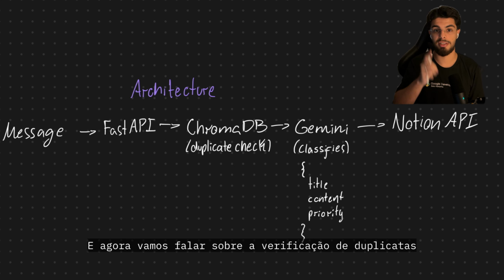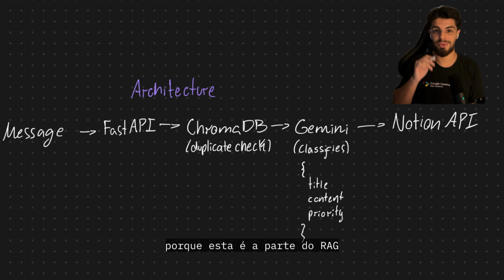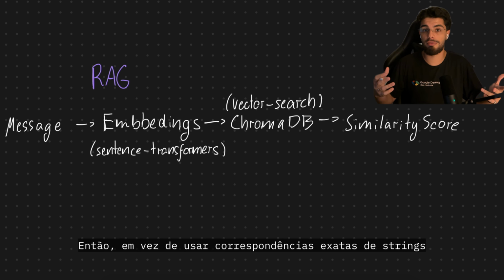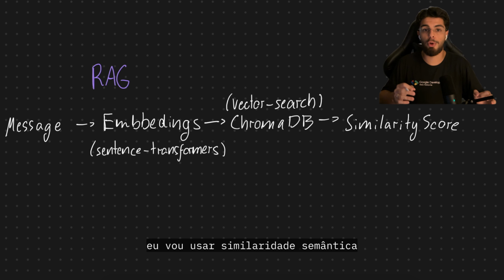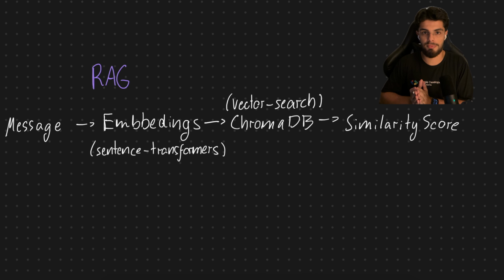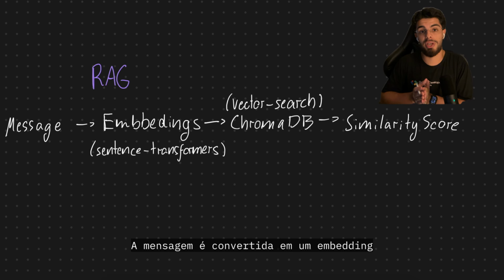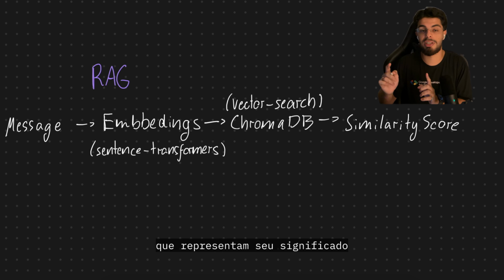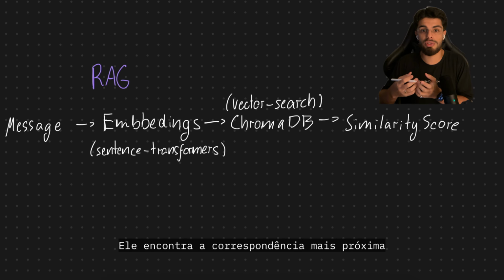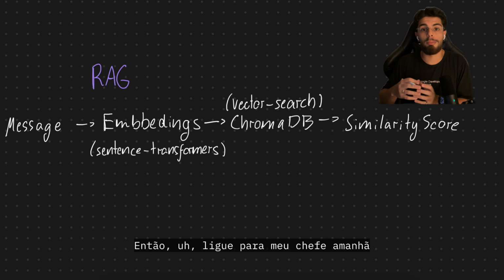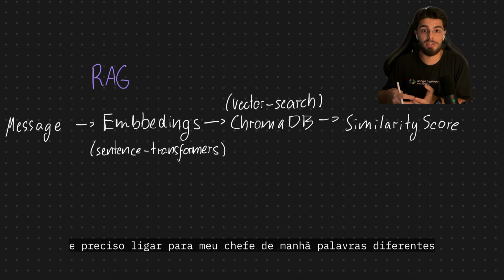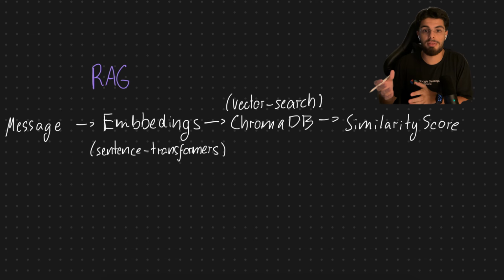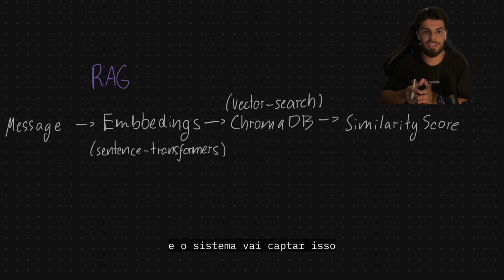And now let's talk about the duplicate checking, because this is the RAG part. Instead of using exact string matches, I'm going to use semantic similarity. The message gets converted into an embedding, which is a vector of numbers that represents its meaning. ChromaDB stores those vectors, and when a new message comes in, it finds the closest match. So "call my boss tomorrow" and "need to call my boss in the morning": different words, but the same meaning, and the system is going to catch that.